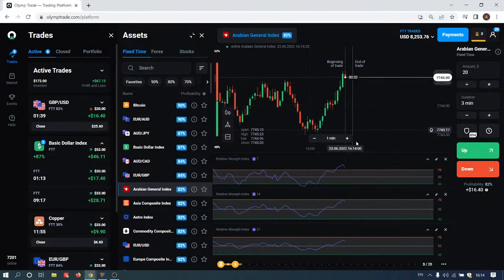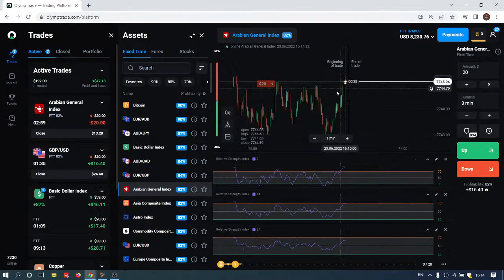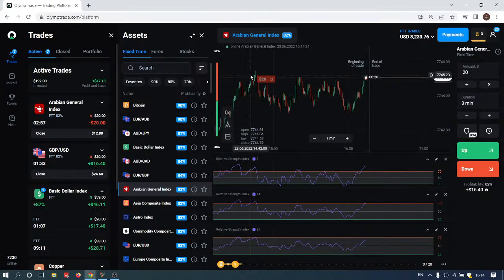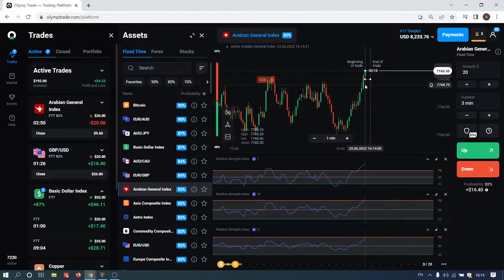Arabian General Index. Well, I think we can go ahead and open a downwards trade here, since we have just approached this level of resistance, and that is a relatively strong level of resistance here. And as you can see, we have the 7 RSI, the 14 RSI. So yeah.